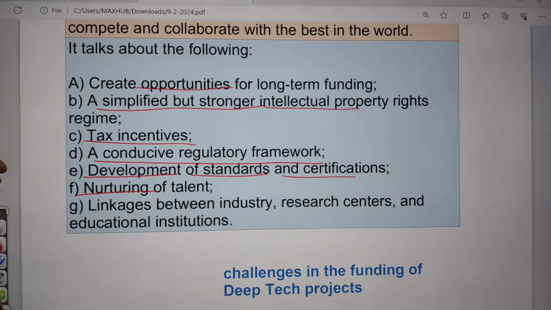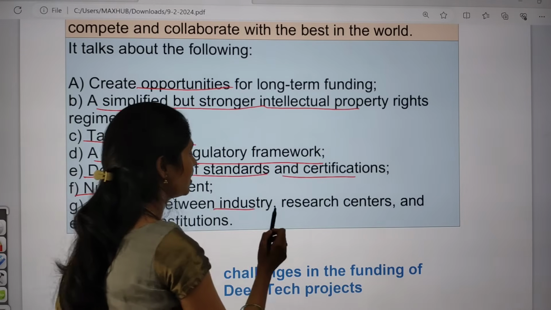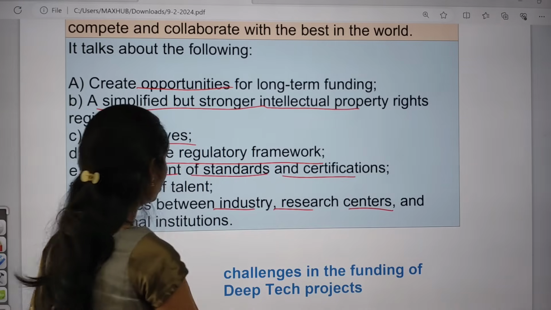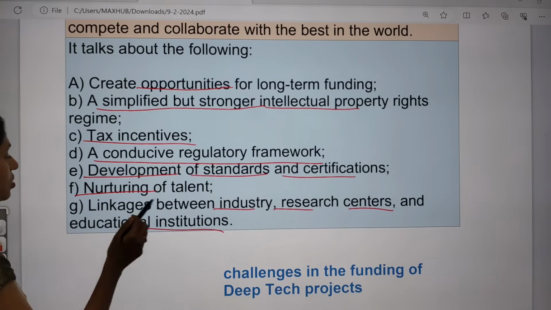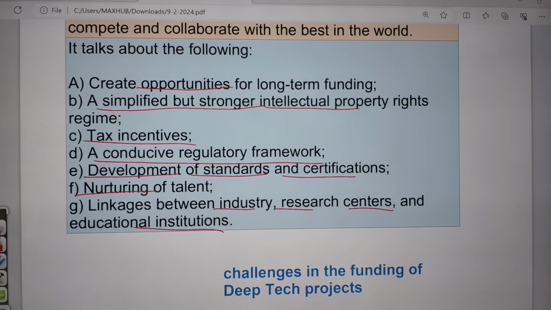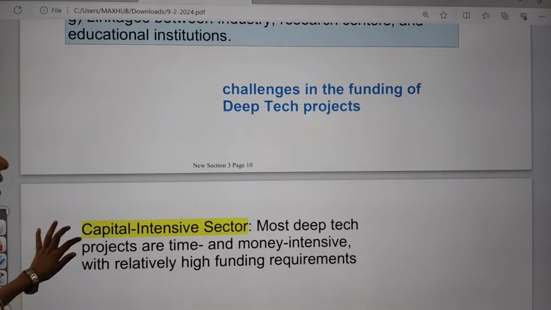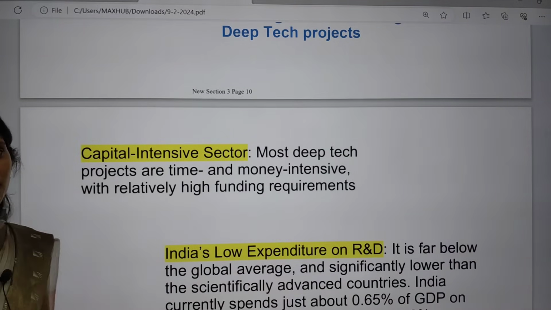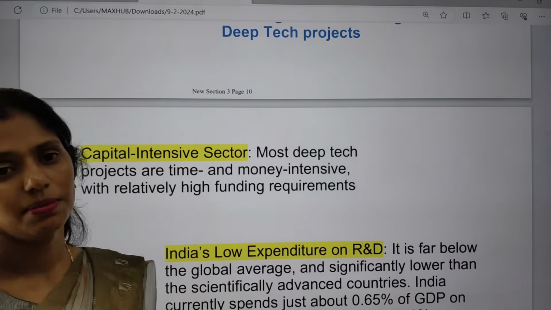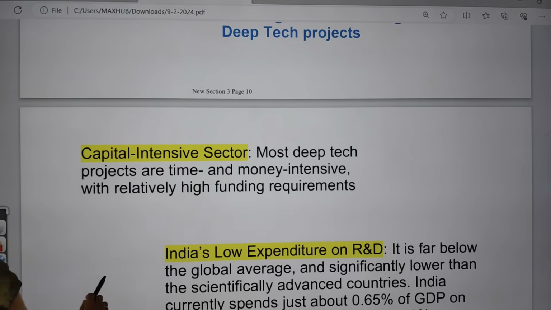And we can also focus on linkages between industry, research centers, and even education institutions. So these are some important things that you have to remember. And this one is, what are the challenges in functioning of these DTP, that is deep technology projects.